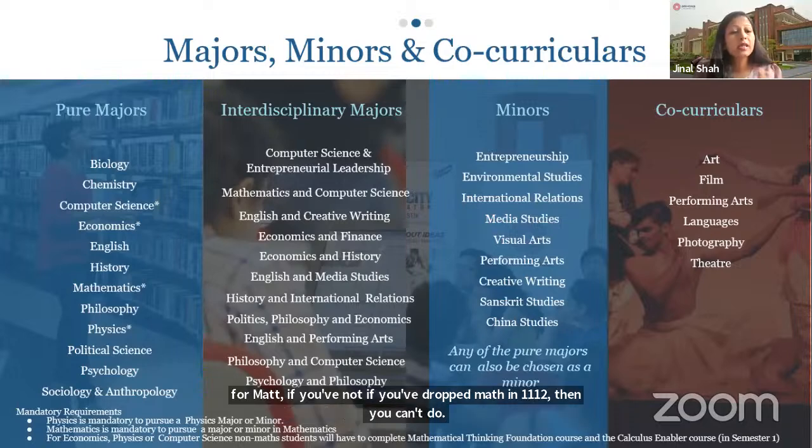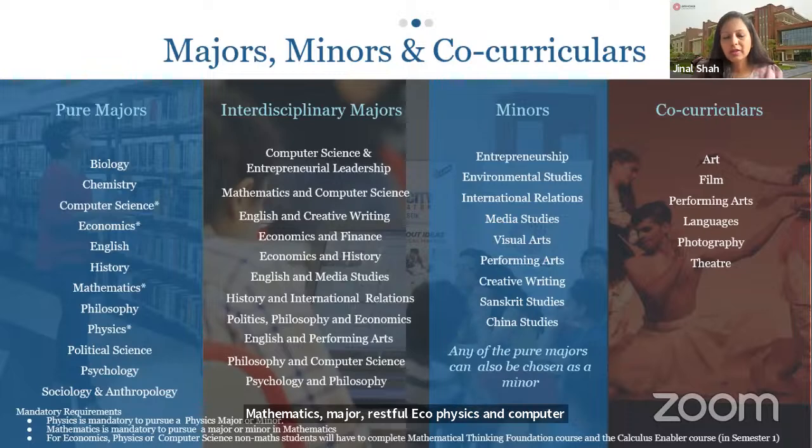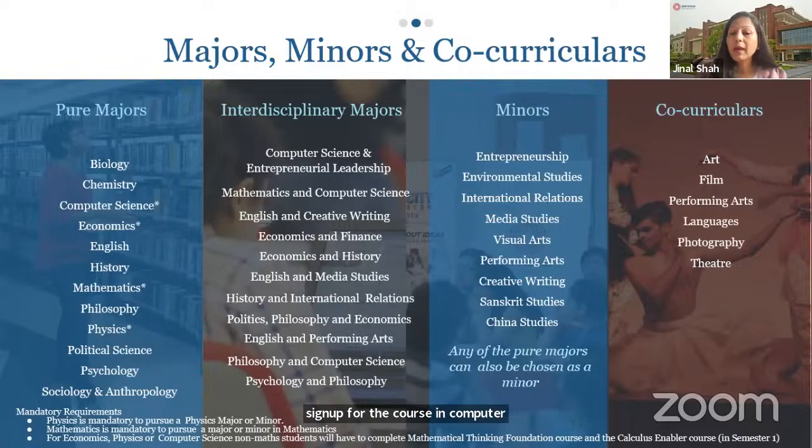Whereas for economics, physics, and computer science, in case you're a non-math student, you've not taken math in your 11th and 12th, you can still go ahead and pursue this as your major. The only precondition here is that you've got to complete a mathematical thinking foundation course and a calculus course in the first semester, and a minimum B grade has to be obtained. But that gives you an entry into the university. So you're open to sign up for a course in computer science, economics, or physics without a math aspect.